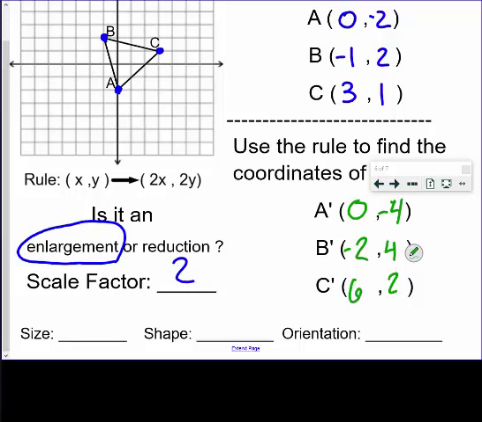Plot your new points. That's all I'm confused about. What are you confused on? C prime. The X. And then on my 2 times 3. Oh, I did that whole thing wrong. I put a negative on the 2 for some reason. Yeah. Careful.